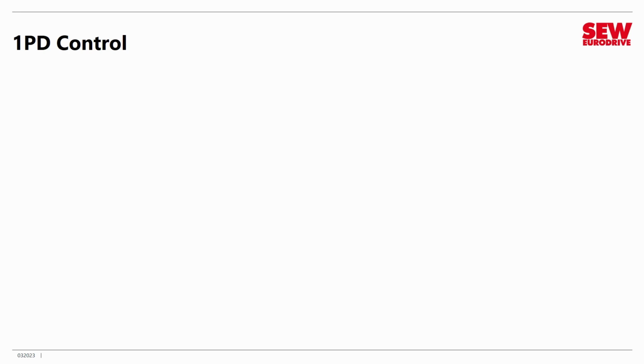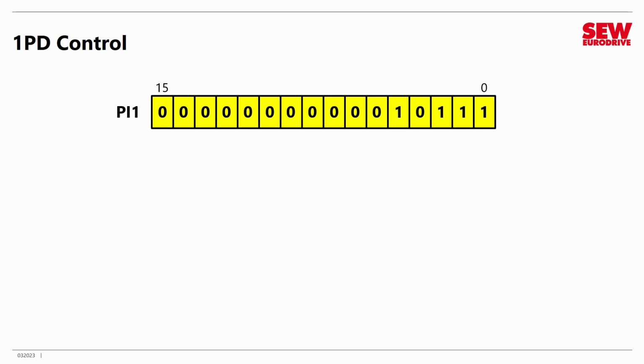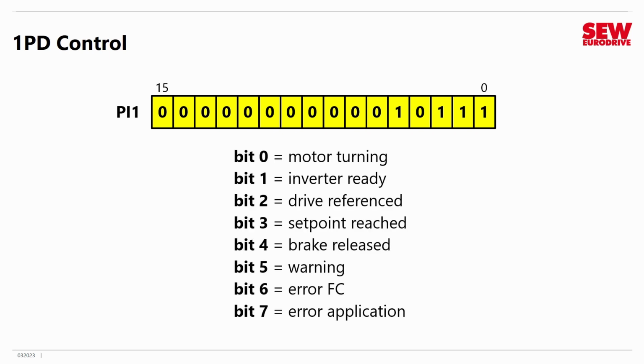Now the PI word that comes back is a status word, as you can guess. And here's what the bits mean. They indicate if the motor's turning or not, if the inverter's ready, if the drive is referenced, if the set point has been reached, if the brake is released, if there's a warning of some kind, if there's an error on the VFD. So by passing these two words back and forth, the PLC and the VFD do a kind of binary control, but over a Fieldbus. Now, as you can guess, this is a little bit limited what you can do with it. What if you want to do something more sophisticated?